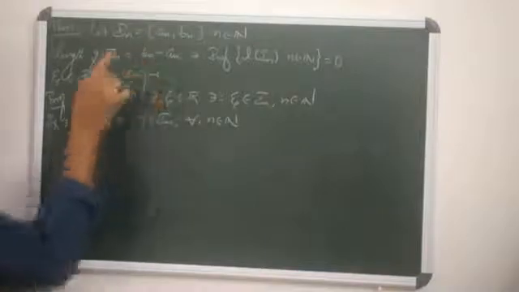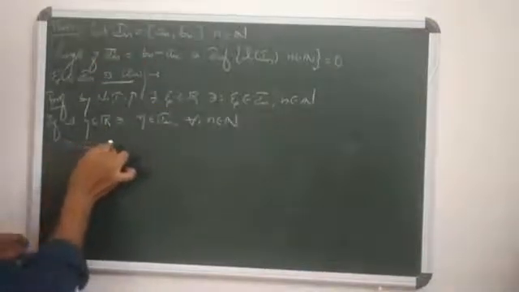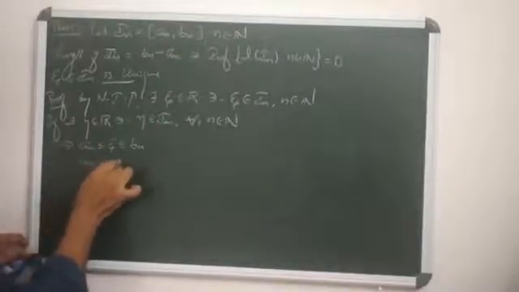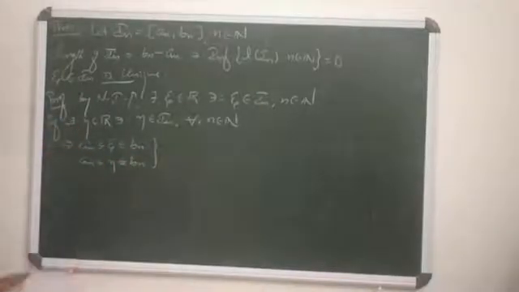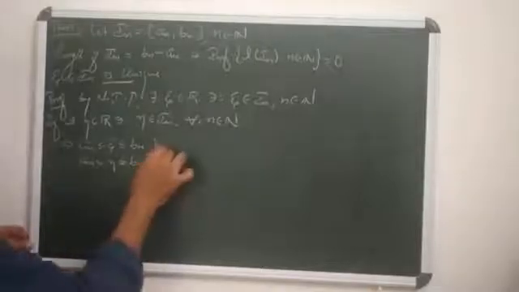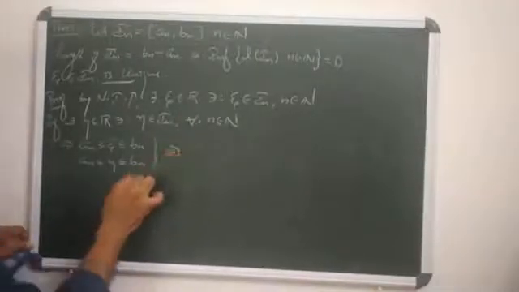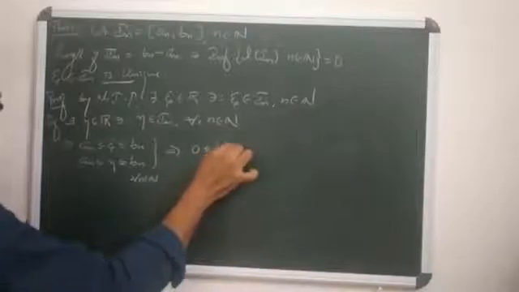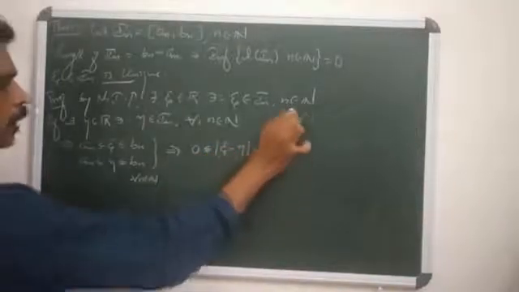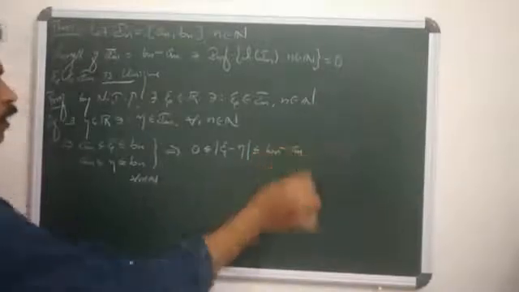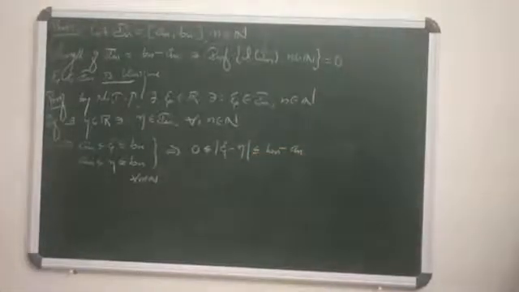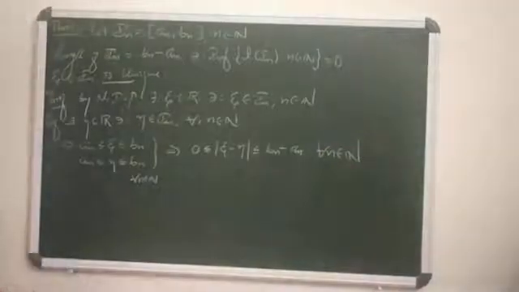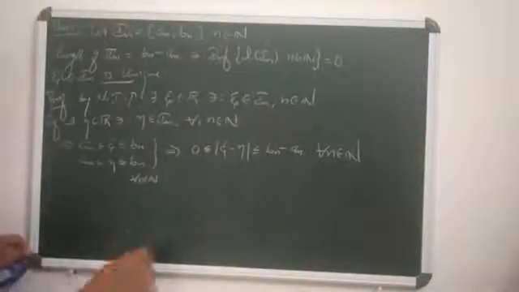Since theta belongs to In, the closed interval [an, bn], we have an less than or equal to theta less than or equal to bn. Also eta belongs to In means an less than or equal to eta less than or equal to bn. This is true for every n belonging to N. This means 0 less than or equal to modulus of theta minus eta less than or equal to bn minus an for all n belonging to N. Clear?